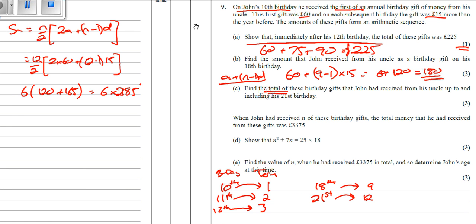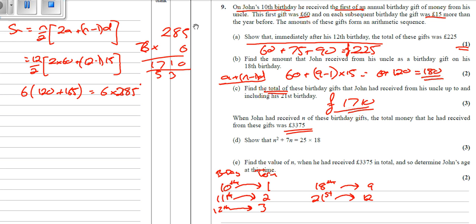So 6 times 285. So 6 5s are 30. 6 8s are 48, plus the 1 is going to be 51. 6 lots of 2 is 12, plus 5 is 17. So 17 10, so it's going to be 1,710.